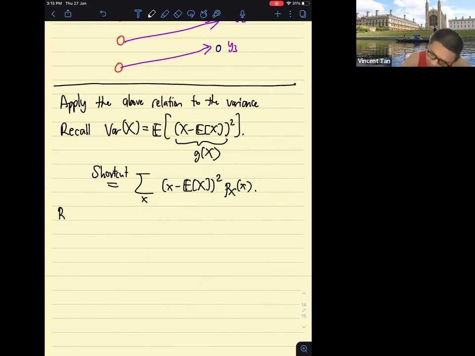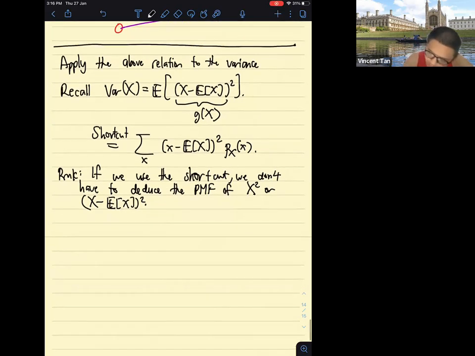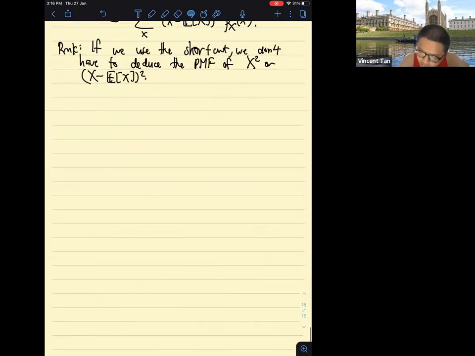Just a small remark. If we use the shortcut, we don't have to deduce or calculate the PMF of x squared, or more generally, of x minus the expectation value of x, squared. We don't have to go through this intermediate step, which can be quite painful. So now let's look at this particular example again, the uniform random variable supported on the integers minus 4 to 4.